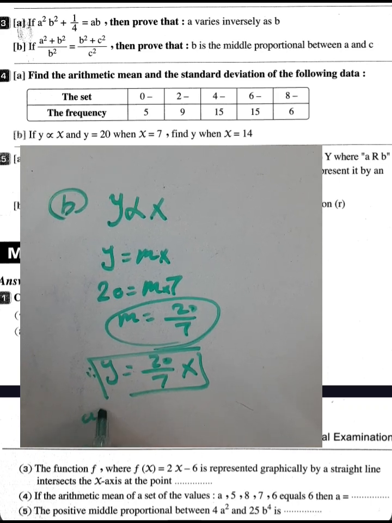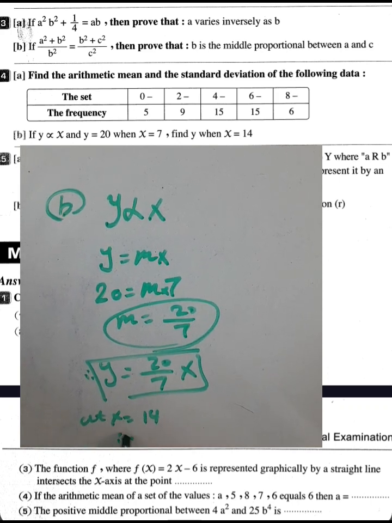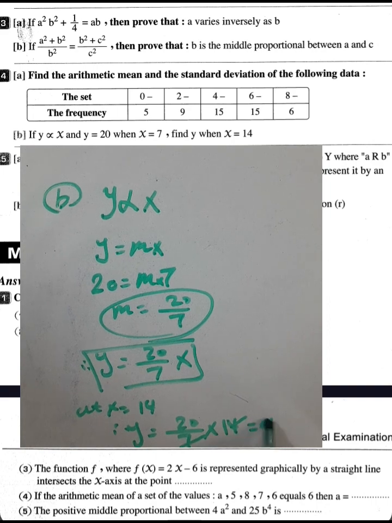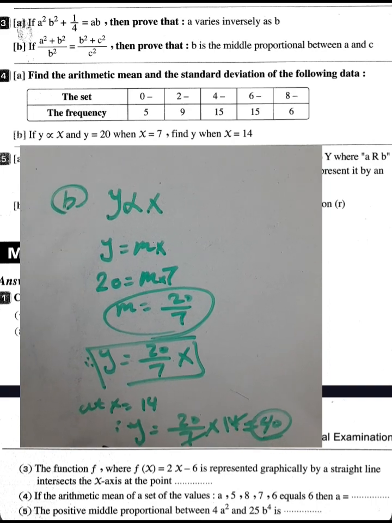And he wants to find the value of y when x equals 14. At x equals 14, then y equals 20 over 7 multiplied by 14. 14 divided by 7 equals 2. 2 times 20 equals 40. Then the value of y will be equal to 40.